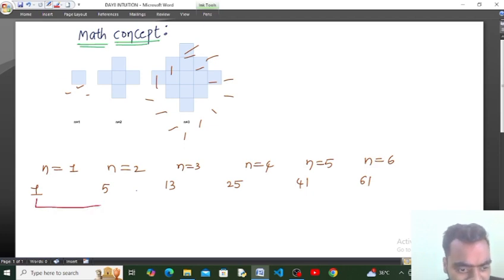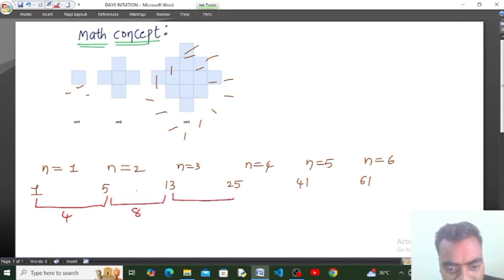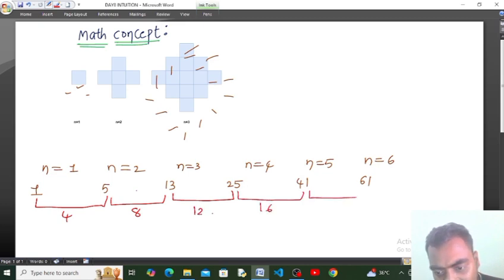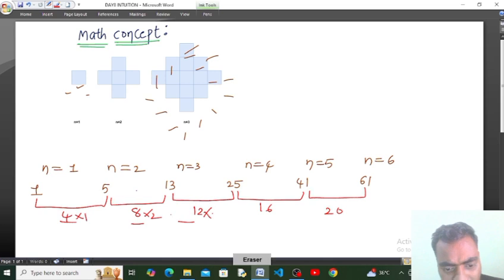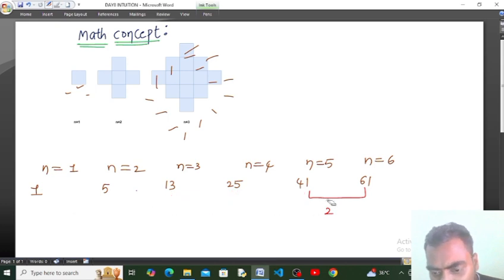Between these first two results, what's the difference? 4. Between the second two results, the difference is 8. Here the difference is 25 minus 13, how much? It will be 12. And here the difference is 16. And here the difference is 20. So if you observe, the differences are multiples of 4. That is 4 into 1, 4 into 2, 8 means 4 into 2, 12 means 4 into 3, 16 means 4 into 4. Like that, you can see the differences are multiples of 4. Yes or no? Right? Okay.